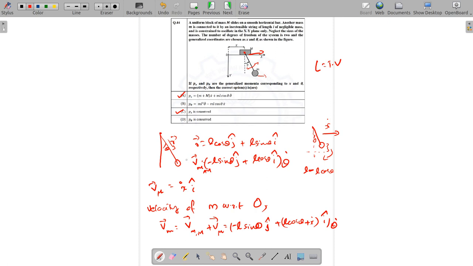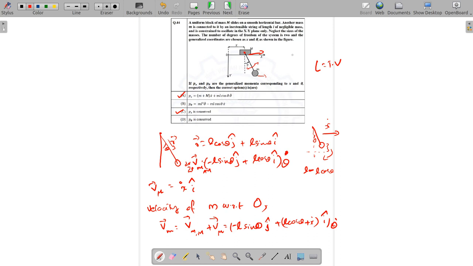So this is basically dr by dt, and that is minus L sin theta j cap plus L cos theta i cap, times theta dot. We apply the chain rule: theta is changing, so there is a theta dot. And another thing, the velocity of capital M is just x dot, how fast x is changing, times i cap. It's moving in the x direction.